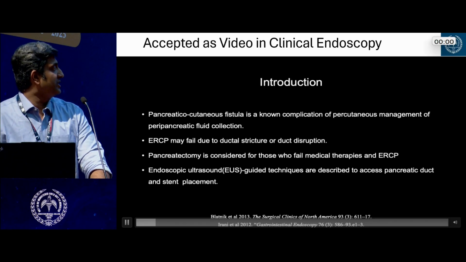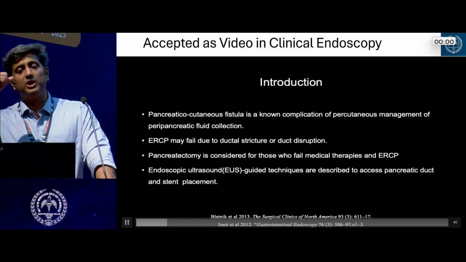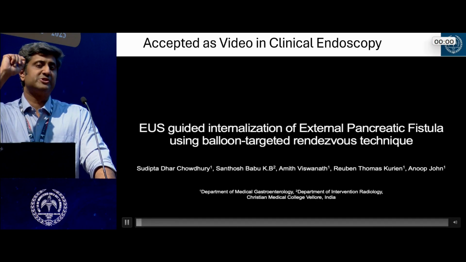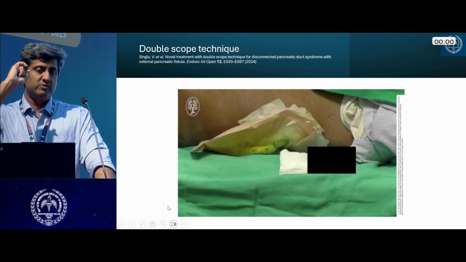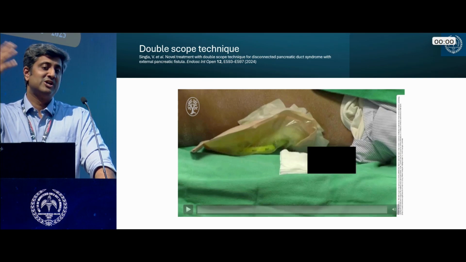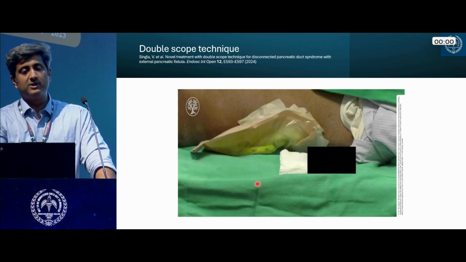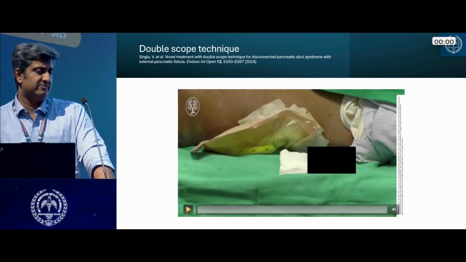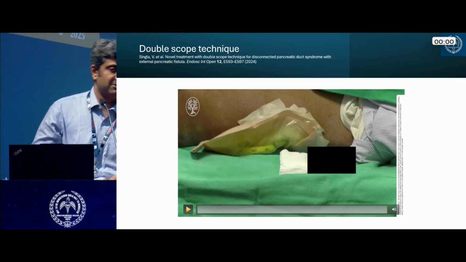So this technique, what we used, is accepted for publication. It's basically, we used a balloon. We took out the drain, we placed a balloon into the tract, and we inflated the balloon. So it's an easy target on an endoscopic ultrasound, and you just puncture and damage the balloon, and the wire gets into the tract quite easily. Very simple, not very expensive. You lose just a balloon, no problem.